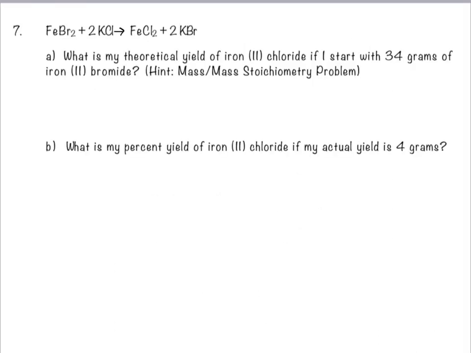Okay, the last problem on this review packet deals with a percent yield. The first thing it's asking is the theoretical yield from the following balanced formula equation, if I start with 34 grams of iron 2 bromide. So let's start out with what we know. I know 34 grams of iron 2 bromide, and I need to convert that to moles. Well, I know every 1 mole of iron 2 bromide has a mass of 215.65 grams of iron 2 bromide.